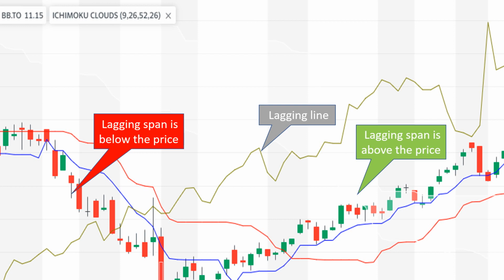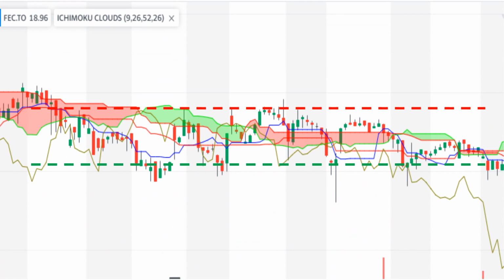If you see the lagging span is spinning around the price up and down, it is a sign that the market is consolidating, so you should avoid trading. Lagging span can also be used as dynamic support or resistance, just like normal moving averages. When lagging span is jumping up and down around the price, it is a sign of consolidation and traders should avoid trading. Please be aware that traders should avoid trading when the market is range bound, sideways, and consolidating, because moving averages do not perform well in those situations.